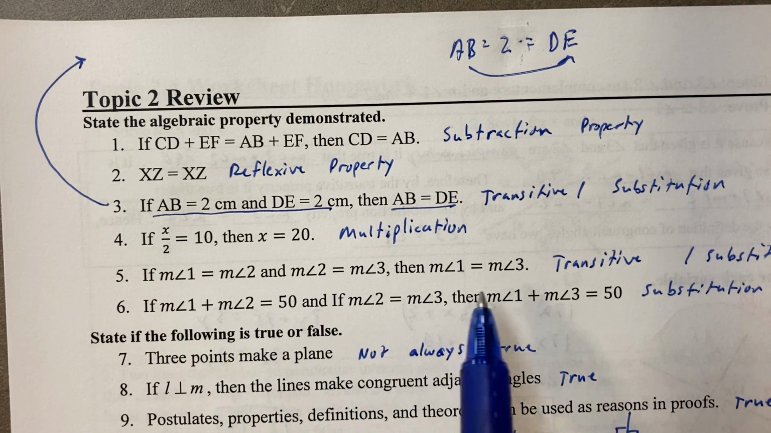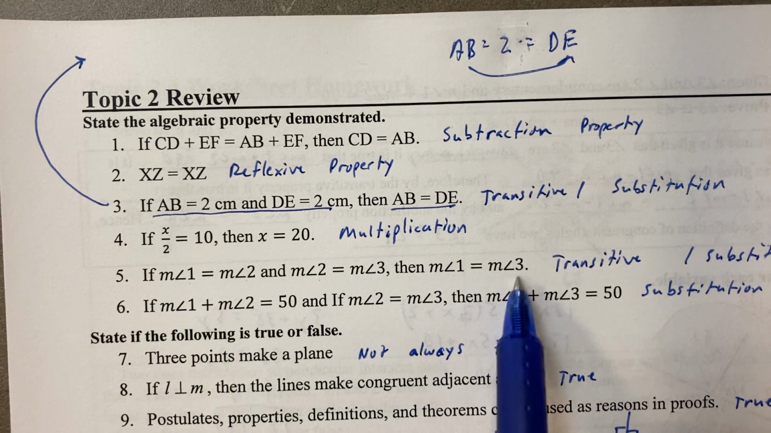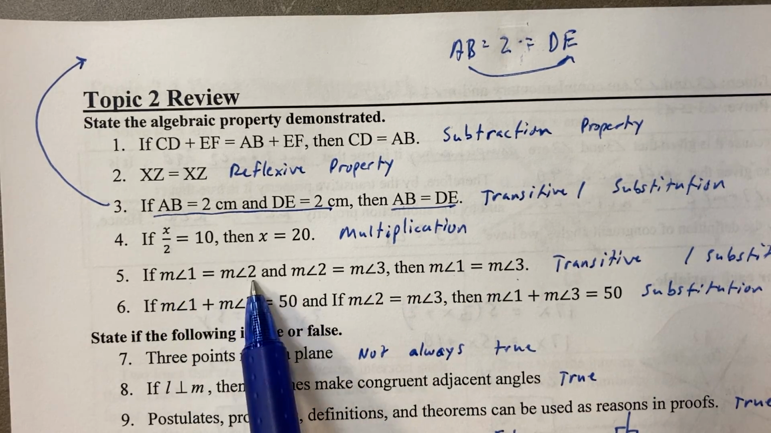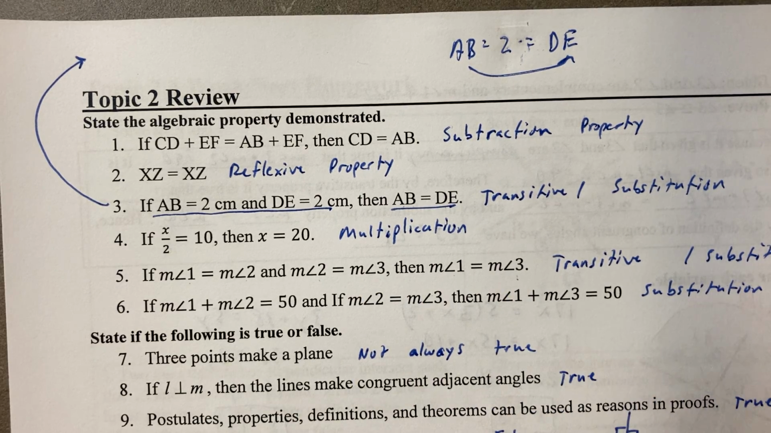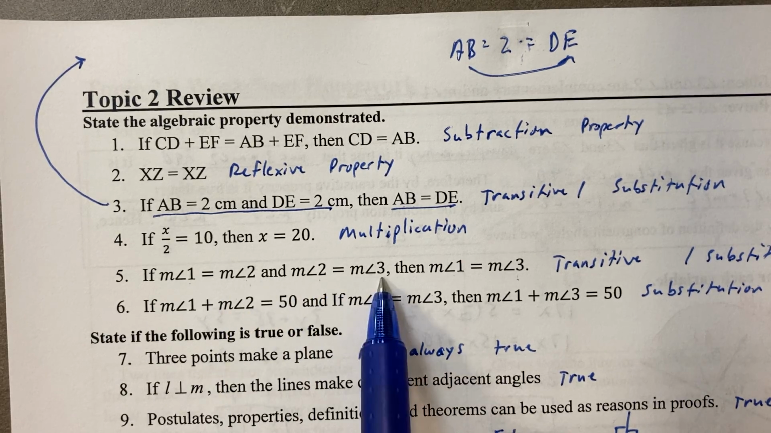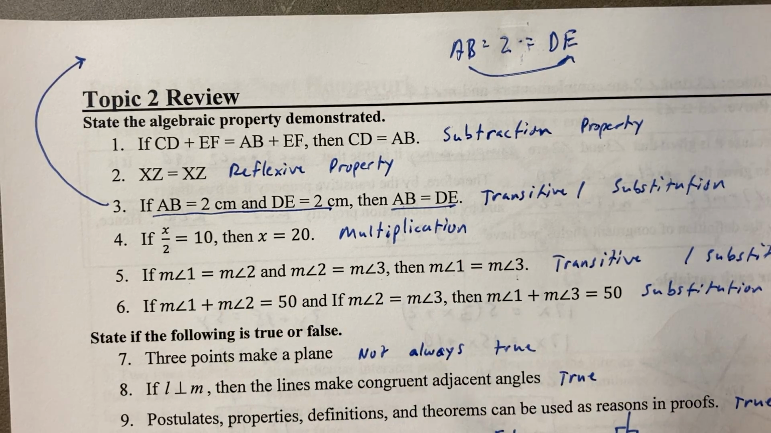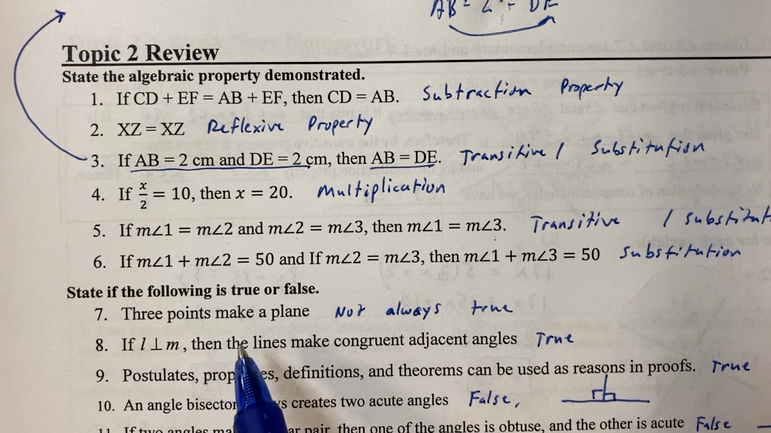This is another transitive or substitution, depends on how you think about it. 1 equals 2, 2 equals 3, therefore 1 equals 3. That's A equals B, B equals C, therefore A equals C. Transitive. Or if you say, what could I cross this 2 out with and replace it? I could replace it with 3, so therefore 1 equals 3. Could be transitive, could be substitution, depends on how you think about it.